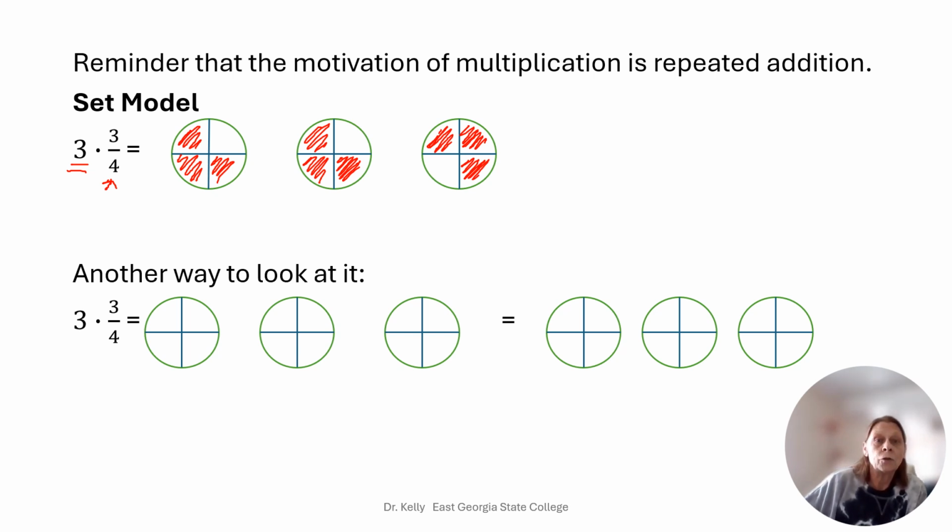And then to finish this problem, what we do is we color the total number of fourths that are colored. So we have 3, 6, 9, a total of 9 colored sections of fourths. Now another way to look at it is, let's go ahead and color in our 3/4 real quick. Sometimes I like to mix up my coloring.